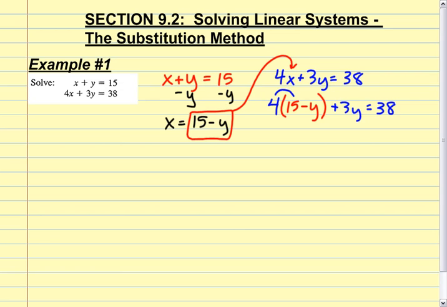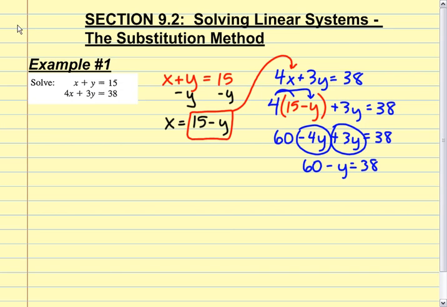So here we go. Let's distribute. 4 times 15 gives me 60. 4 times minus y gives me minus 4y. Plus 3y equals 38. You can already see where this is going. Let's combine the two y terms. That's going to give me 60 minus y is equal to 38. I'm going to subtract 60 from both sides, and I'm going to get negative y is equal to, what is that, negative 22? Okay. So if negative y equals negative 22, we know that y is equal to 22.